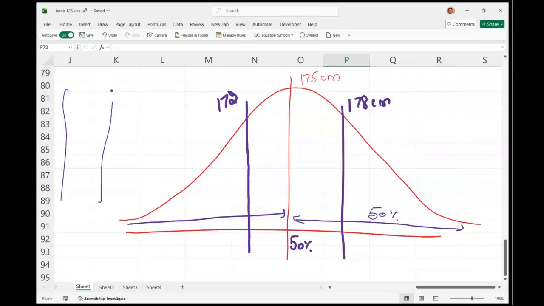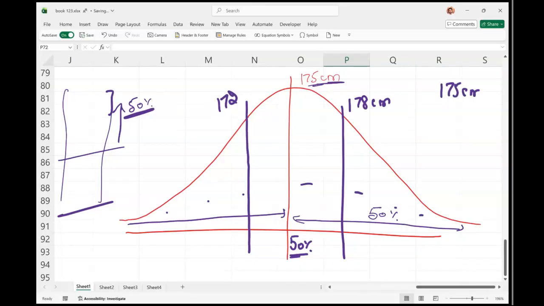If there were 2,000 data points, there would be 2,000 data points here. Okay, so I'm converting everything into percentages. So 50% of the data points will be above 175 centimeter, or you can say, if you are 175 centimeter in height, this is a random example from my mind, I don't know the exact values, it means 50% of people are shorter than your height and 50% of people are taller than your height.